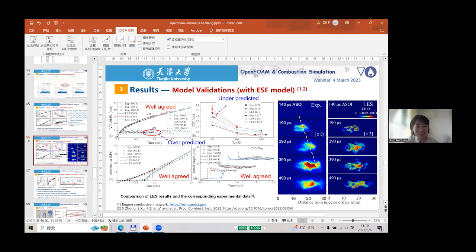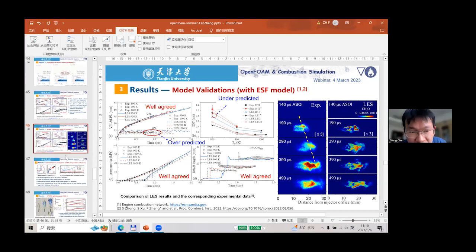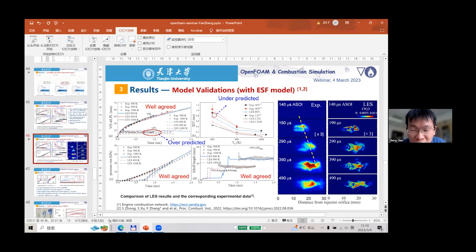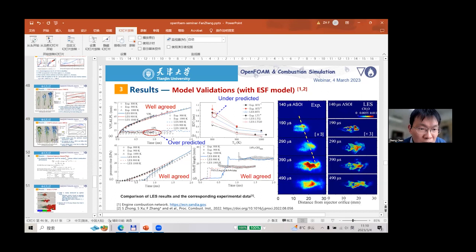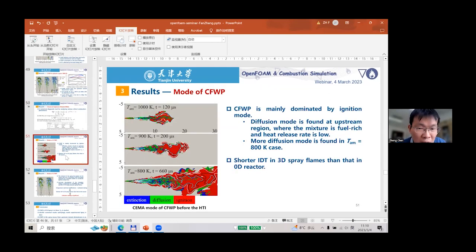Another question is that in this kind of jet flame, I think there are also some parts that are auto-ignition and some parts that are flame. You used the CEMA to make the difference. I'm wondering, I see in the results that most parts are ignition, right? It seems that there is only this part of the flame.